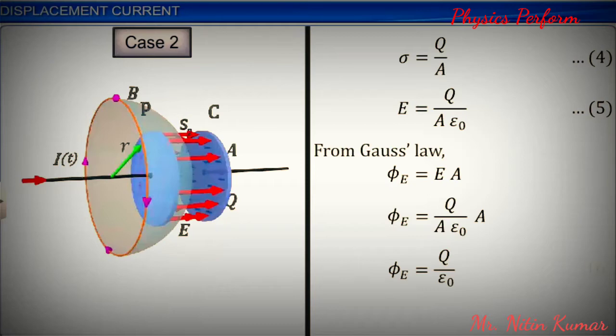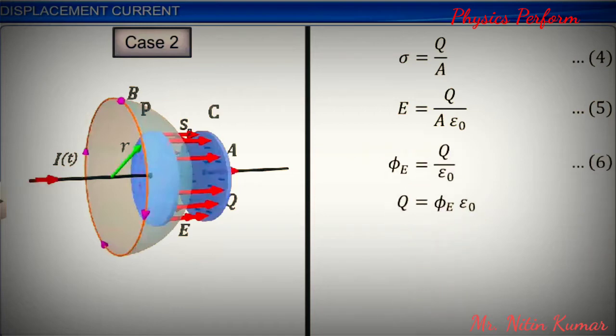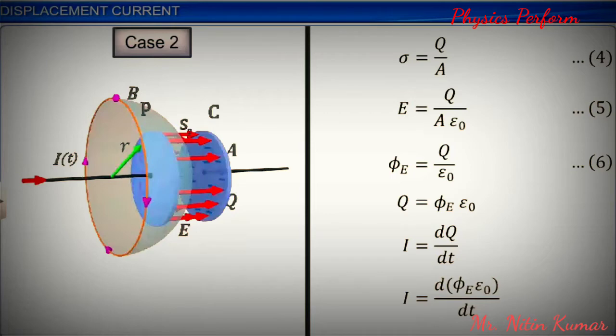Equation 6 can be rewritten to get the charge on the plates of the capacitor, that is, Q is equal to phi E into epsilon naught. Due to the time-dependent current source, the charge on the plates of the capacitor changes with time. Thus, the current due to the rate of change in the charge, I, is equal to dQ by dt. On substituting the charge, we get the current I is equal to d of phi E into epsilon naught by dt, which can be written as I is equal to epsilon naught into d phi E by dt. Let this be equation 7.